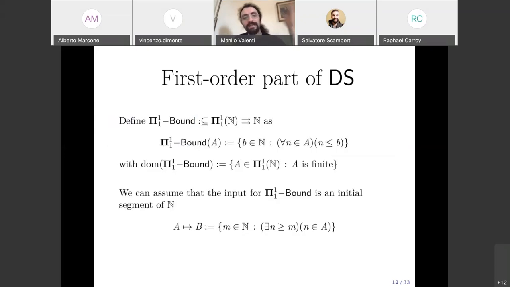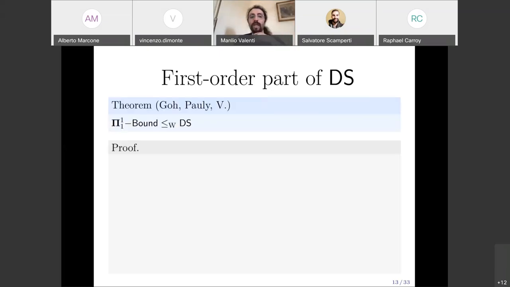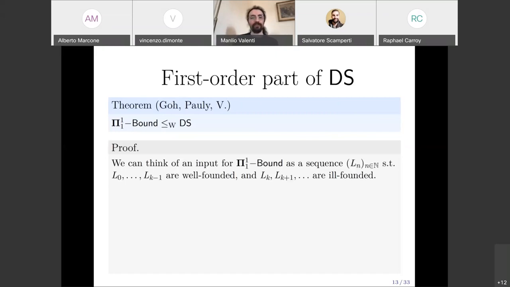So, as you may guess, this is going to be the first order part of VS, but let me prove it. To prove it, we have to show two things. One is that, first of all, Π^1_1-bound reduces to VS, which is usually the easy part in a sense. And the other one is that it is the most complicated problem that reduces to VS. So let me start from the easy direction. As I said, you can think of an input for Π^1_1-bound as a sequence of trees, but if you consider linear orders instead, it's pretty much the same.